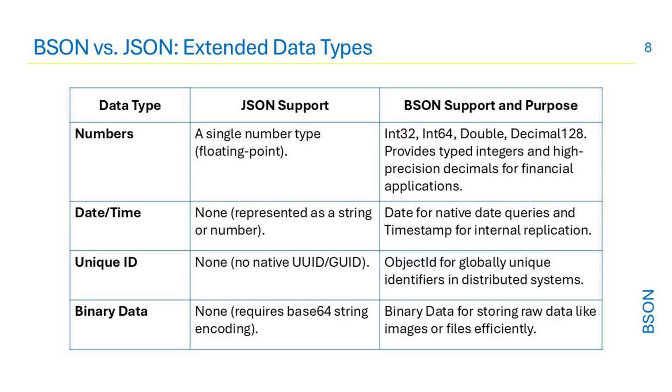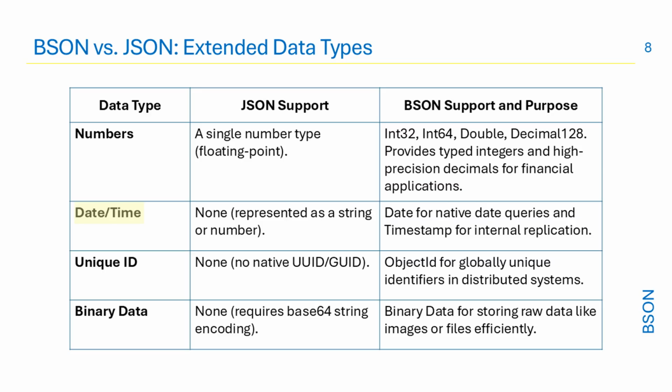As I mentioned, one of BSON's key advantages is its rich type system. This table gives a direct comparison and shows what that means in practice. For numbers, JSON just has a single generic number type. BSON, on the other hand, gives you specific integer types like int32 and int64, and a decimal 128 type, which is crucial for financial applications where you can't have rounding errors.